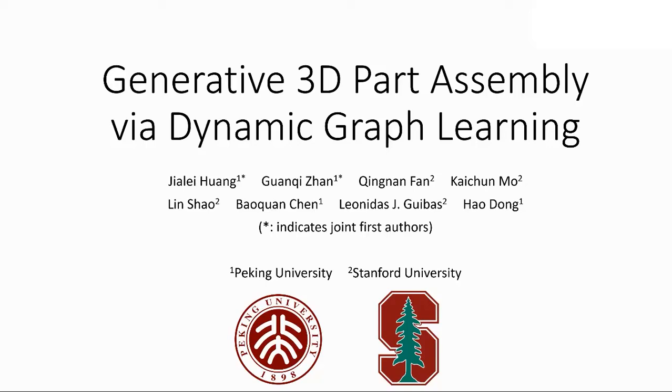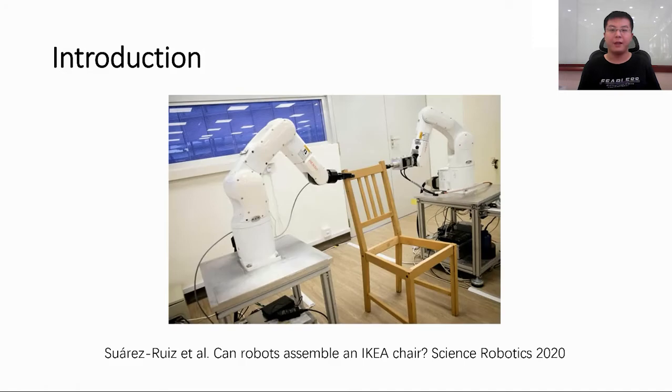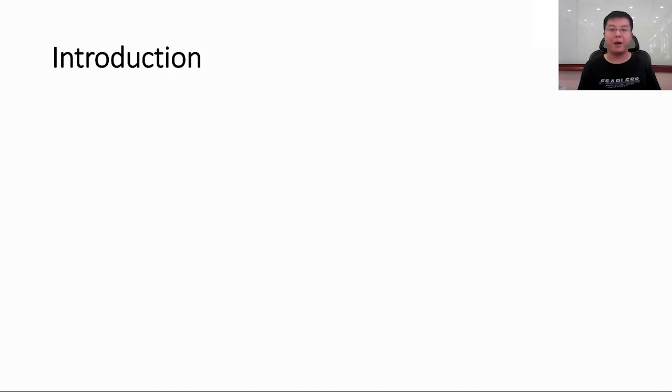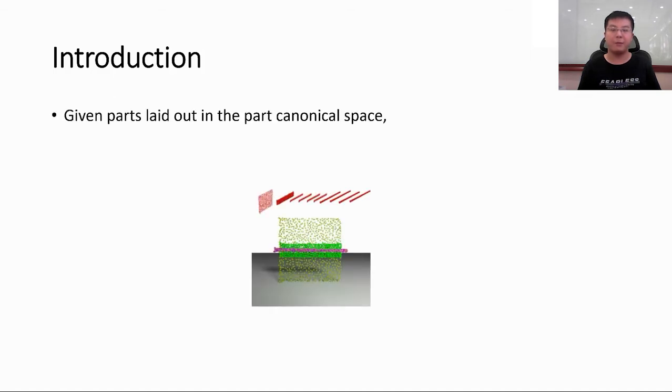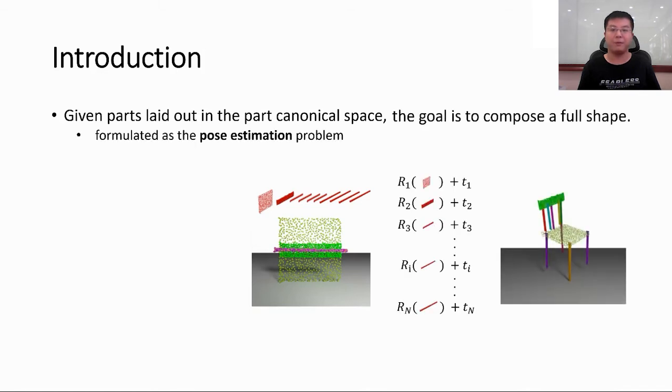Hi, today I'm going to talk about our work, Generative 3D Part Assembly with Dynamic Graph Learning. Part assembly is a very basic and important task in robotic manipulation. In our paper, we formulate the part assembly task from a vision or graphics perspective. Given parts laid out in the part canonical space, the goal is to compose a full shape. It can be formulated as a pose estimation problem.